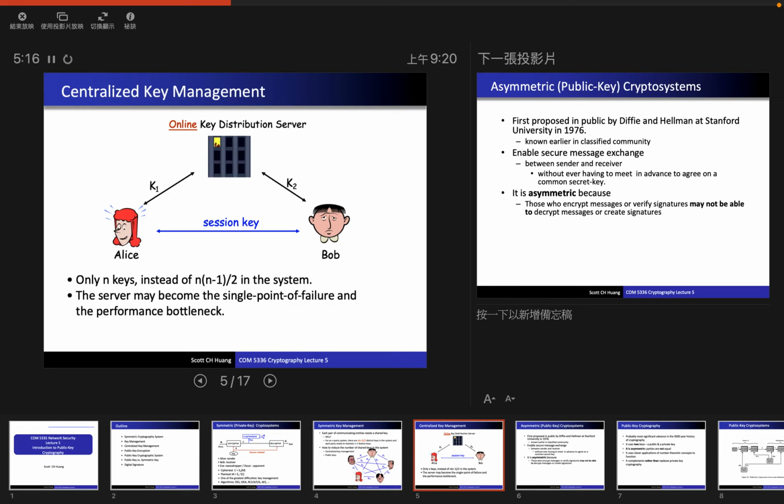But you have another problem. This problem is called a single point of failure. And this can be a performance bottleneck. It's not just that it's bad performance-wise, it's also a very weak point.